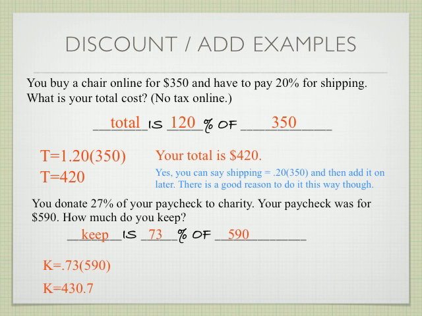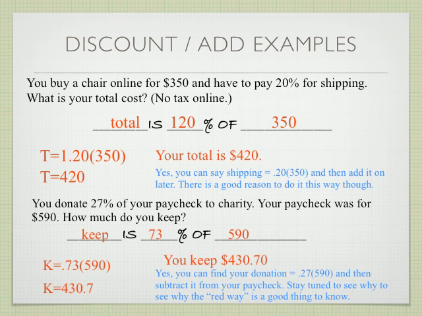So I keep $430.70. Does that seem about right? If you're keeping like $700, then you've done something wrong because you can't keep more than you make. So just make sure that it seems right. And again, you could just find your donation by taking 0.2727 times 590 and then subtracting it. So these problems are not hard to do the other way, but some other problems are. So let me just show you coming up.